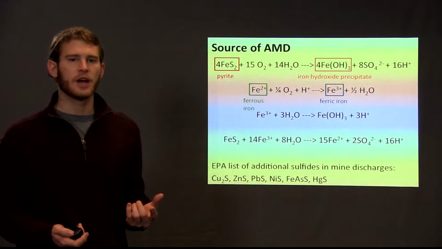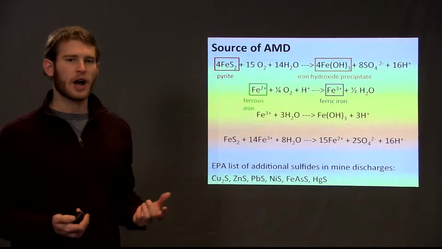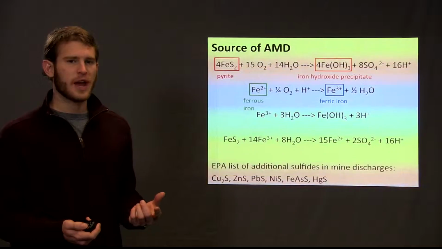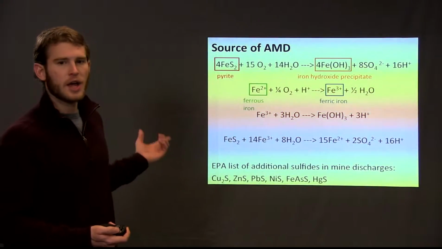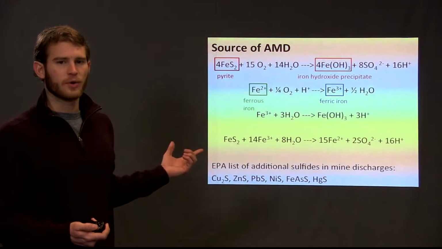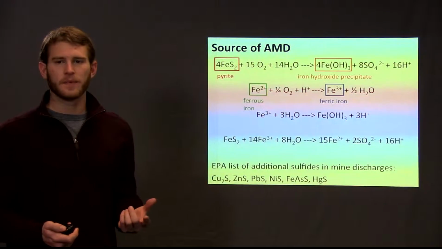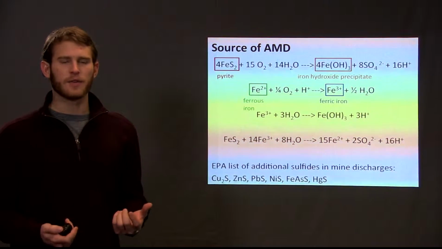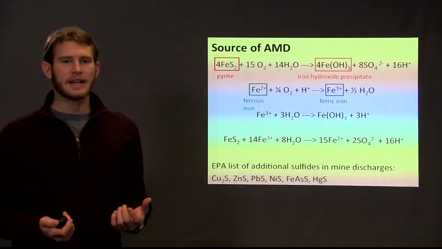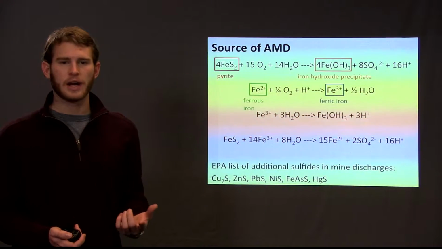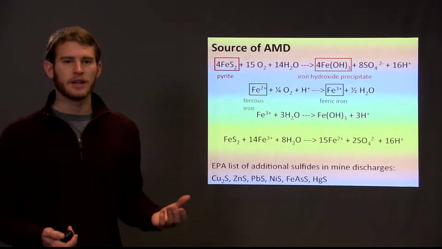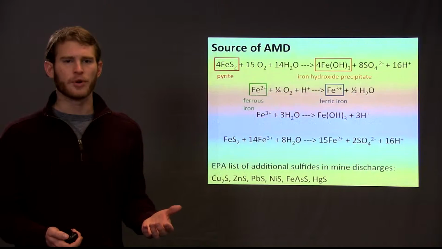Another source of acid comes from reactions of the ferric iron ion. This reacts with water, shown in the third reaction, and with pyrite, shown in the fourth reaction, to produce acid. In addition to iron, several other dangerous chemicals are present in coal mine discharges, including copper, zinc, lead, nickel, arsenic, and mercury.